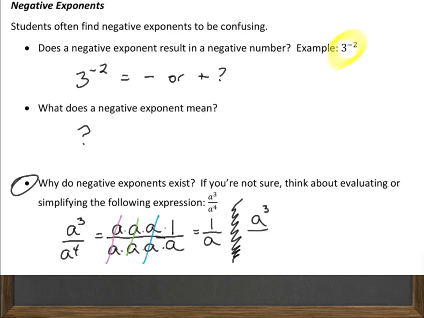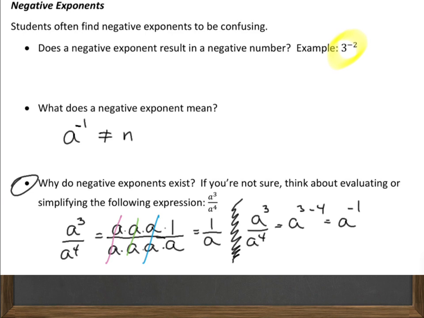A different way to approach it is to apply the quotient rule. I would be able to subtract my exponents. Well, 3 minus 4 is negative 1, isn't it? So what does a negative exponent mean? Well, a to the negative first power is not a negative number, is it? In fact, it is a fraction. So a to the negative first power is 1 over a. That is what a negative exponent means.